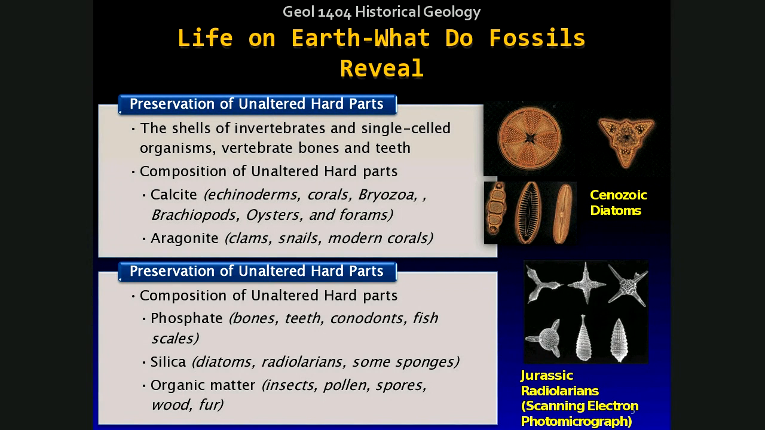And the composition of such unaltered hard parts can be phosphates, silica, or sometimes organic matter such as pollen grains have a chance to be preserved as unaltered hard parts, or entire body of an insect if it is caught in amber, for example, right? So we did find in the rock layers the type of fossils that are made of unaltered hard parts.